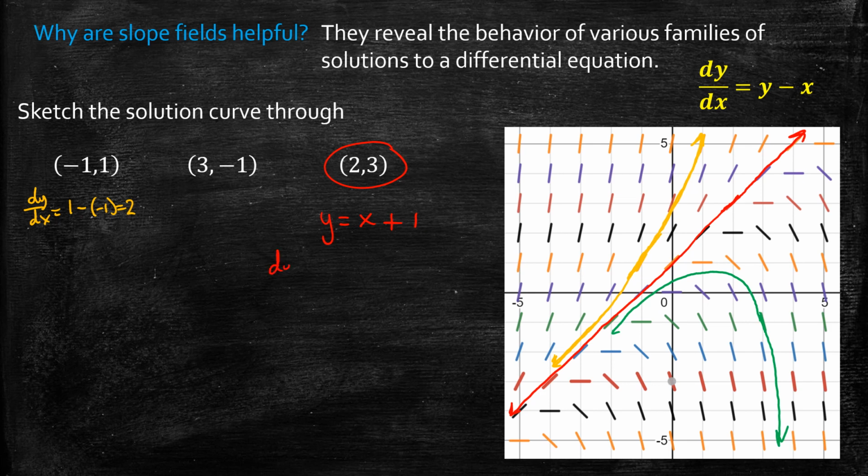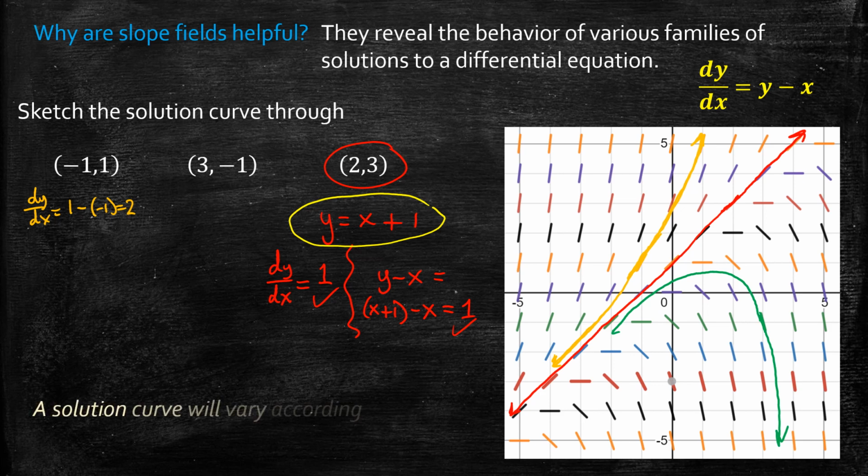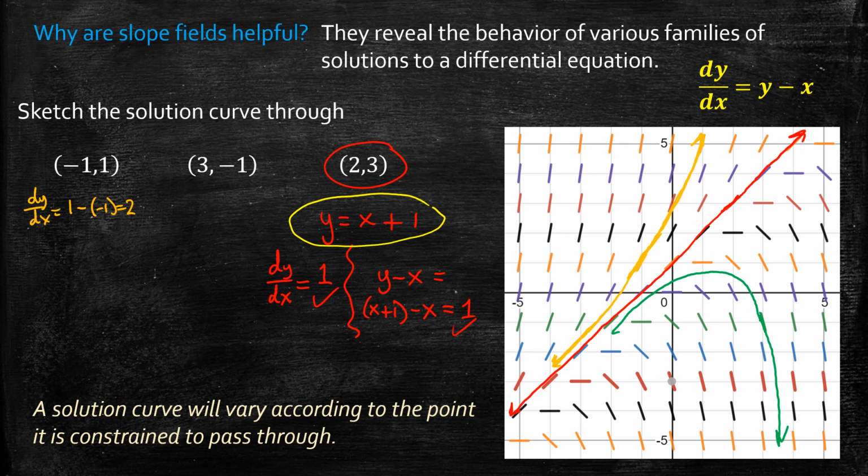Let's just do a check. Let's see if dy/dx actually equals y minus x. So dy/dx, if this is the function, will be 1. And y minus x, let's do that separately. y minus x, well, y is x plus 1. x plus 1 minus x will just give us 1. And yes, these two match, and therefore y equals x plus 1 is a solution to the differential equation. So what you should get from this is that a solution curve to a differential equation will vary according to the point it is constrained to pass through.